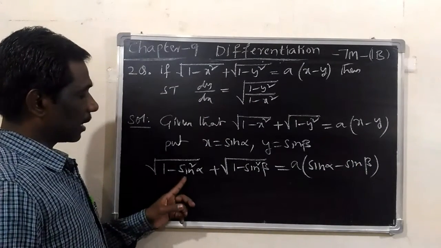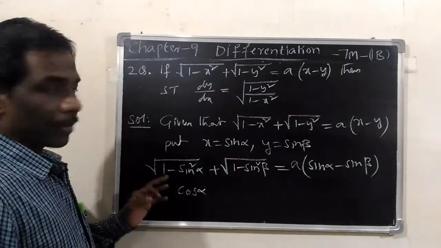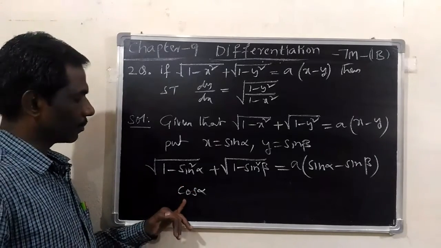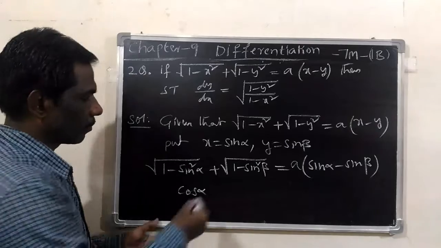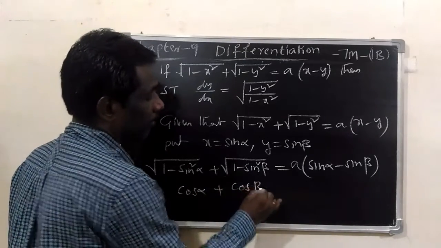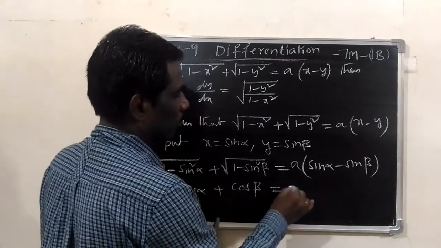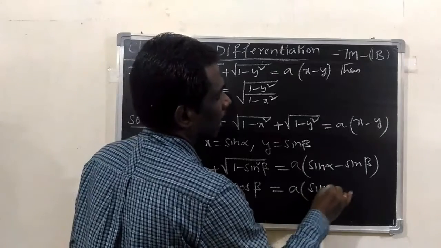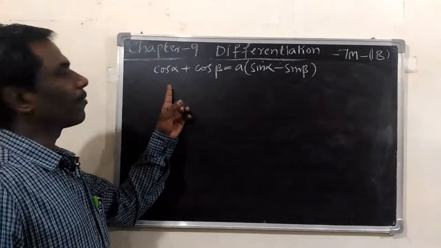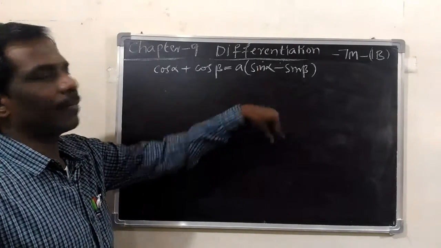So √(1 − sin²α) we can write as cos α, because one trigonometric formula is there: √(1 − sin²θ) = cos θ. That comes from the first identity. So this also we can write as cos β. This is cos α + cos β = a(sin α − sin β). Now this is in the form of cos C + cos D, and this is in the form of sin C − sin D.